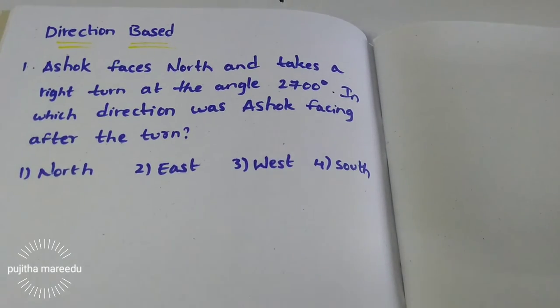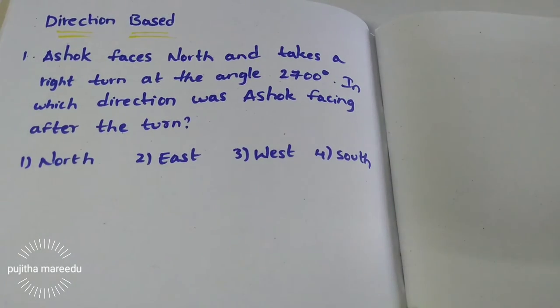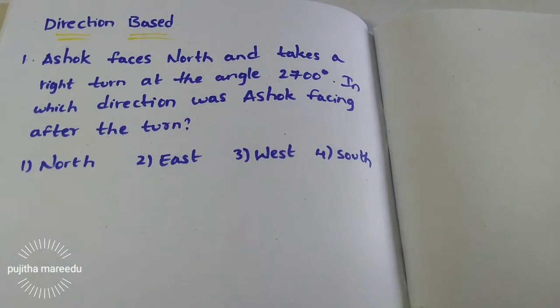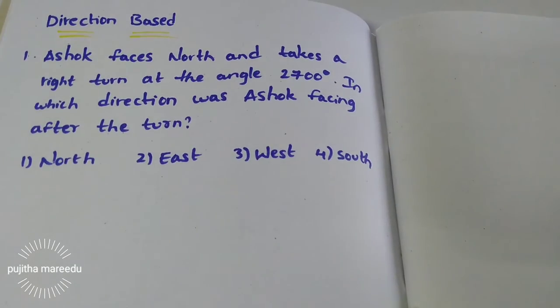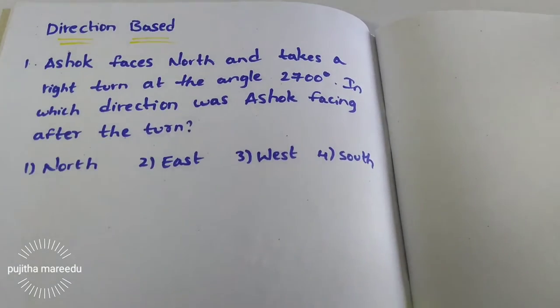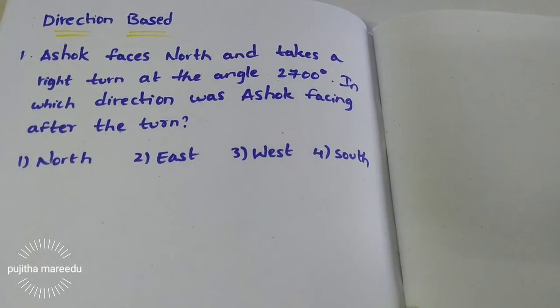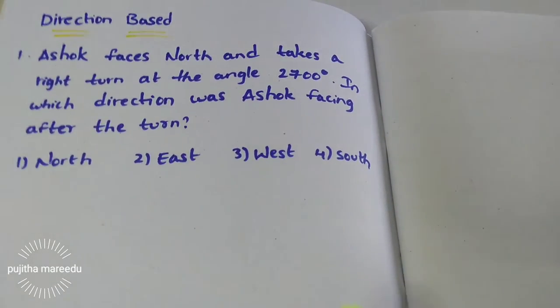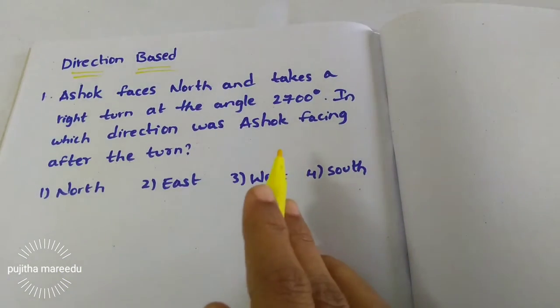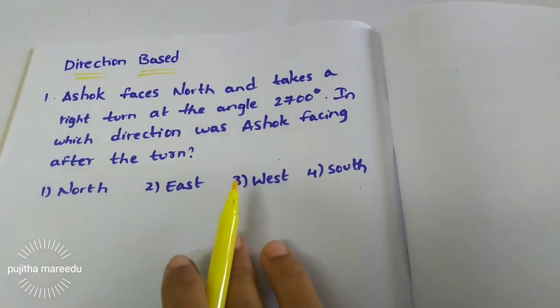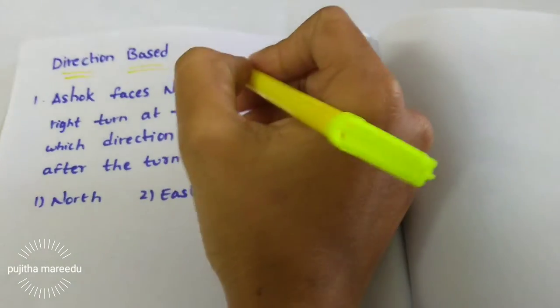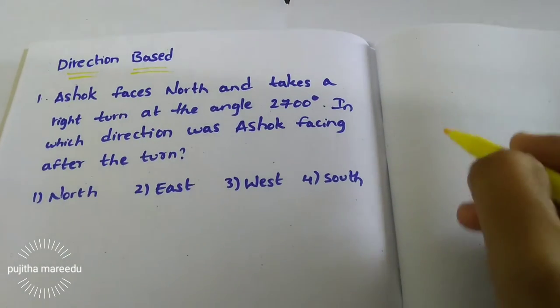Hi guys, now I am telling direction based questions. In this type of questions, direction of a point with respect to another point is to be ascertained. We know that in this concept we have two types of directions. One is prime direction and second one is subdirections.